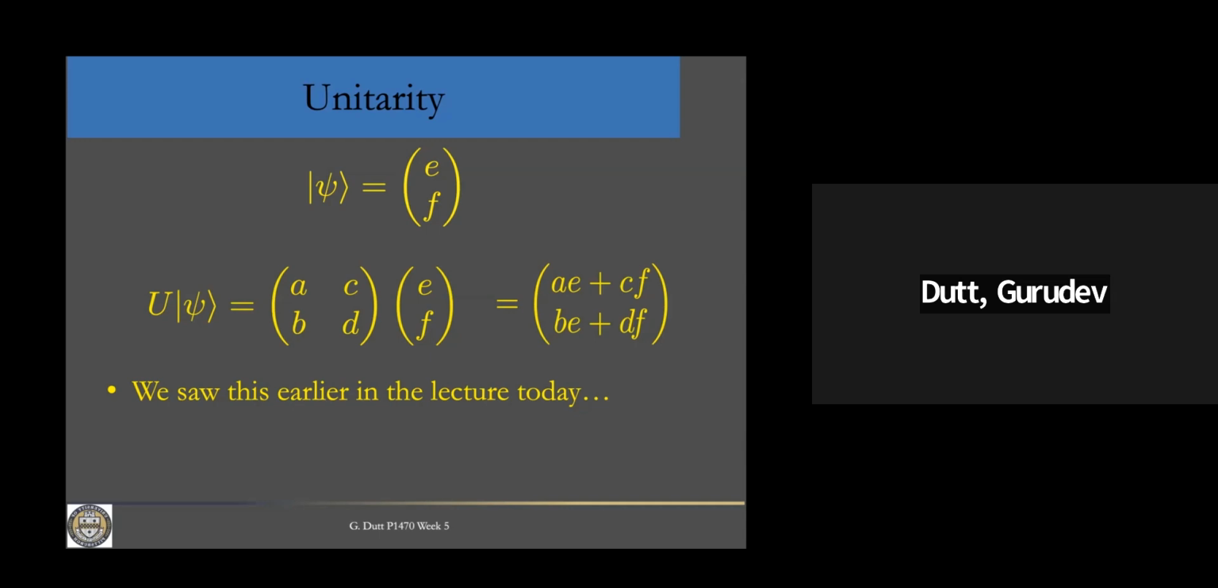Okay. So we'll see now that this condition, that these coefficients have to be normalized for any choice of E and F, actually places a strict limitation on the types of matrices that we can use for quantum gates.